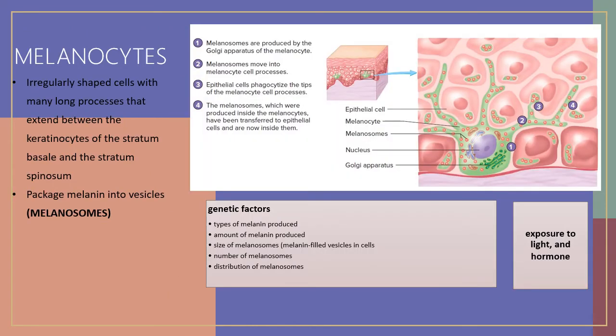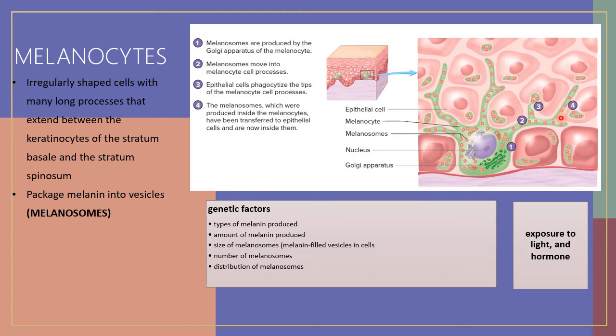Your melanin is produced by certain cells called your melanocytes. These are irregularly shaped cells with many long processes that extend between the keratinocytes of your stratum basale and stratum spinosum. So in this picture, ito yung stratum basale mo. Your melanocytes are this one. It has long processes, no, and they are irregular in shape.